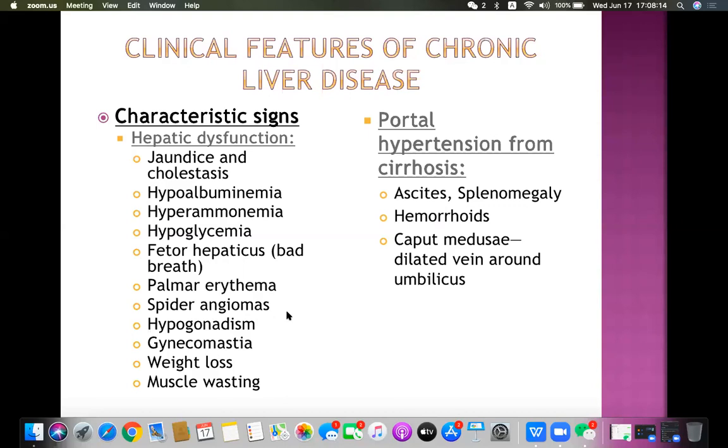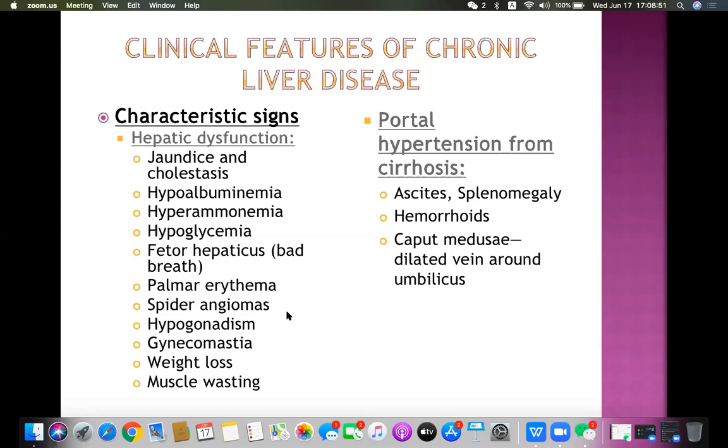Hypogonadism occurs very commonly in males, and this is again because of an excessive level of estrogen. Remember, estrogen is a female hormone and the level should not be high in males. If it remains high, it can lead to a lot of problems like hypogonadism and gynecomastia as well. Gynecomastia is enlargement of the breast tissue in males, and this is also the effect of excessive estrogen.